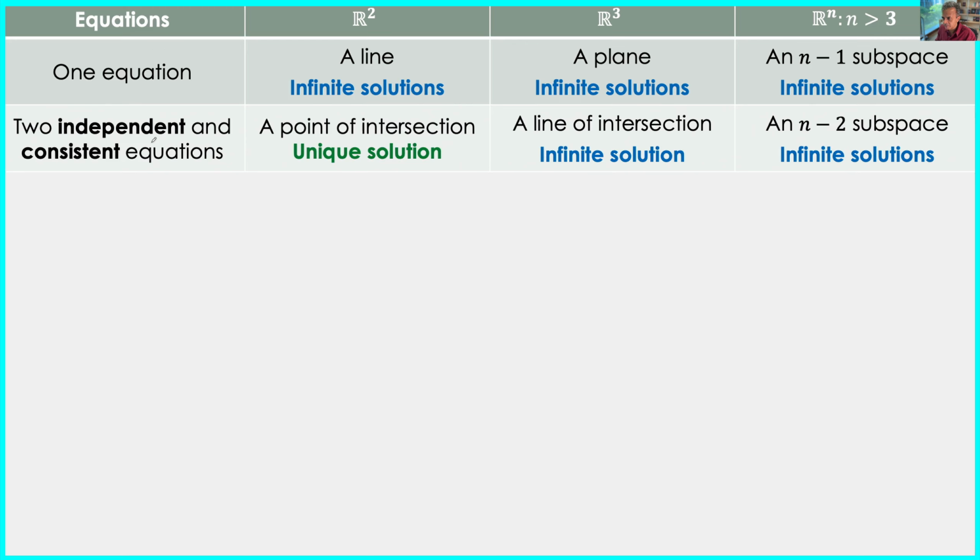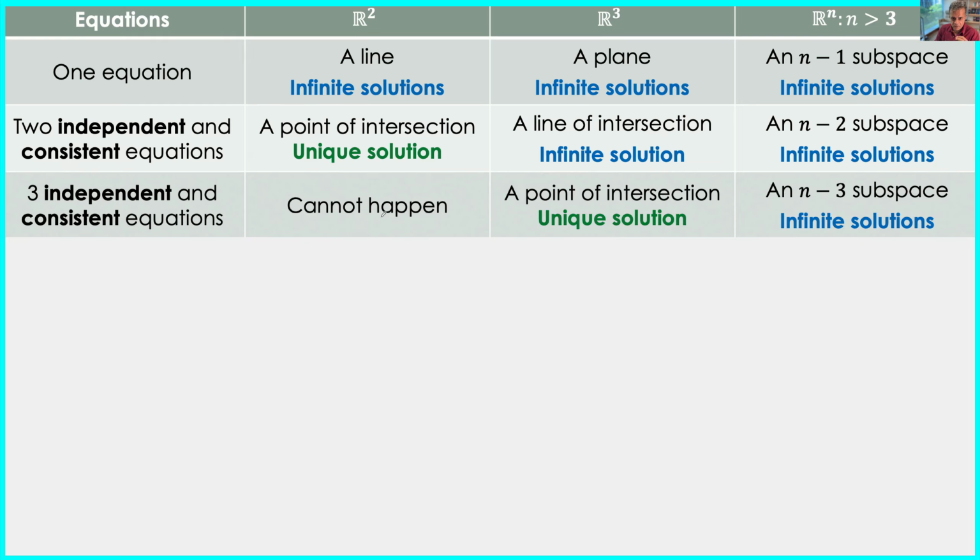In R3, taking away 1 degree of freedom, you will get a plane of points. In Rn, you will get an n-1 subspace if you took away only 1 degree of freedom. But if you took away 2 degrees of freedom, then you would get an n-2 subspace. n-2 in R2 would be a unique point, a zero-dimensional entity. In R3, that would still be a line, so an infinite number of solutions.